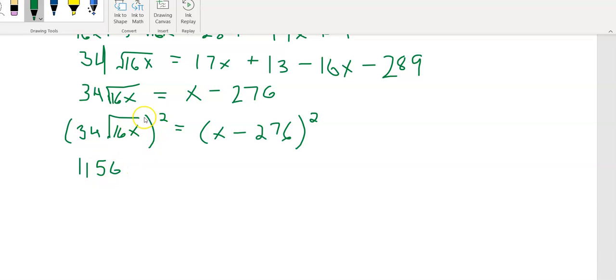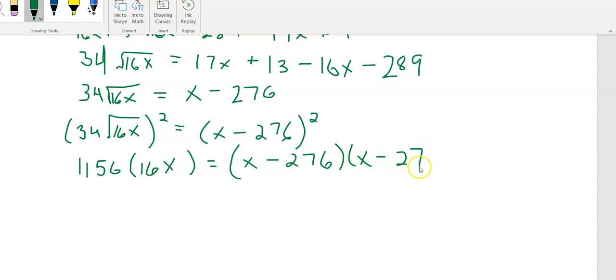And then when we square the square root, those two do cancel out, and we get 16x. On this side, however, let's go ahead and FOIL this out. We'll write it out as x minus 276 and x minus 276, and we'll FOIL it. So I'll go ahead on the left side and multiply 1156 times 16, which will give me a huge number. So we got large numbers in here, but hopefully in the end, when we start solving, these large numbers are going to not be so bad.